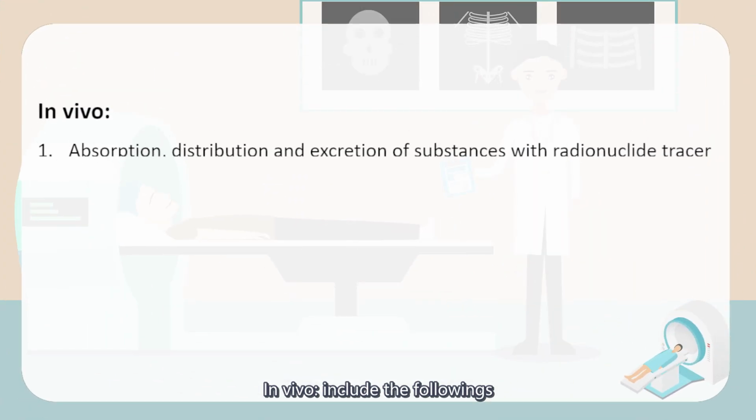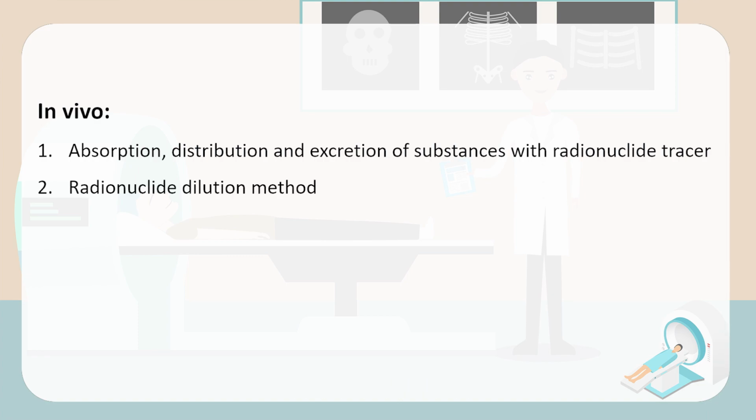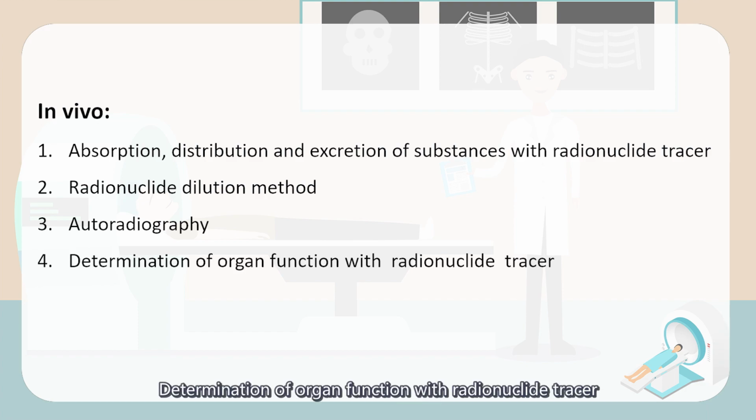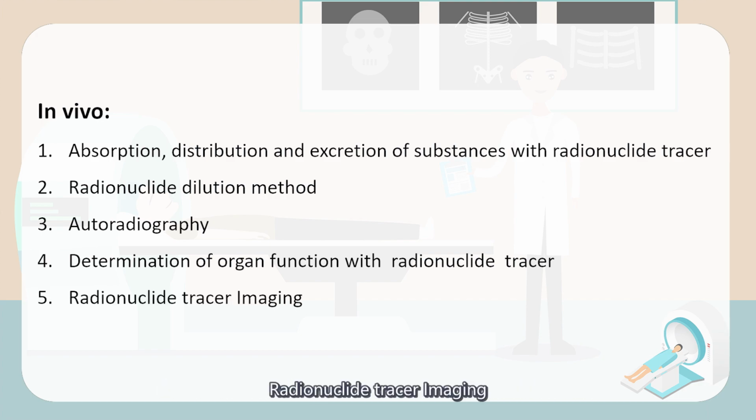In vivo, they include the following: absorption, distribution, excretion of substance with radionuclide tracers, radionuclide dilution method, autoradiography, determination of organ function with radionuclide tracer, radionuclide tracing image.